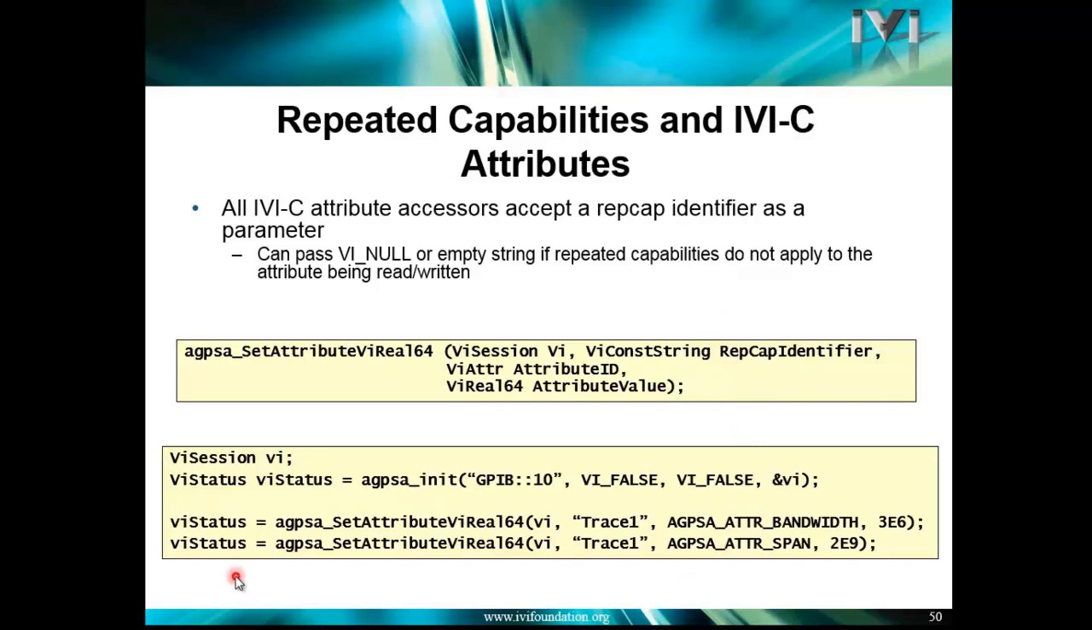So the example here is focusing on the set attributes instead of one of the function calls, but you can see that the set attributes have that same second parameter that allows accessing a specific repeated capability for that attribute. So each attribute can now be implemented independently for all repeated capabilities. So clearly necessary if I'm going to have multiple traces, each with different bandwidths and spans.